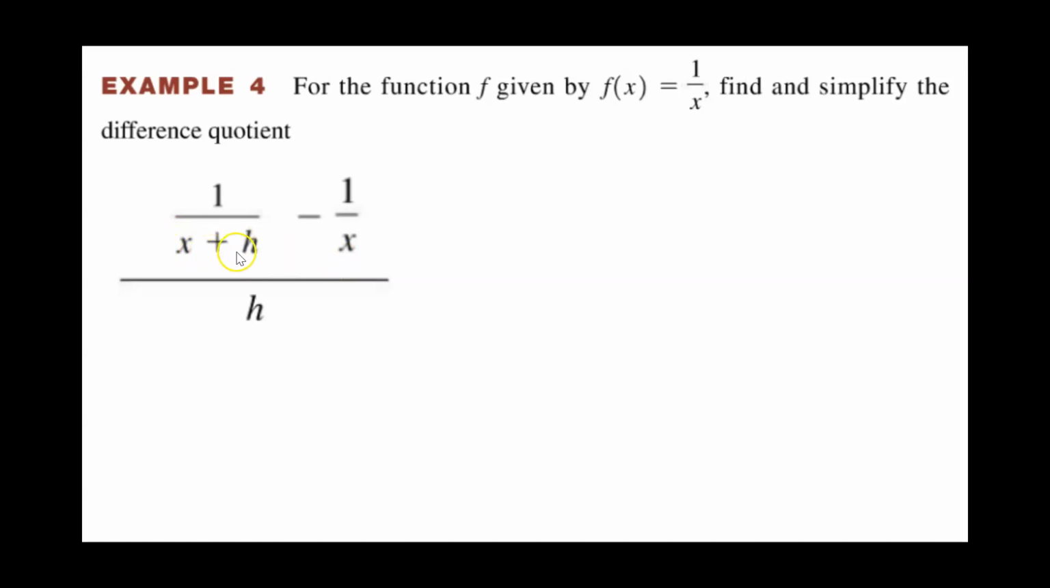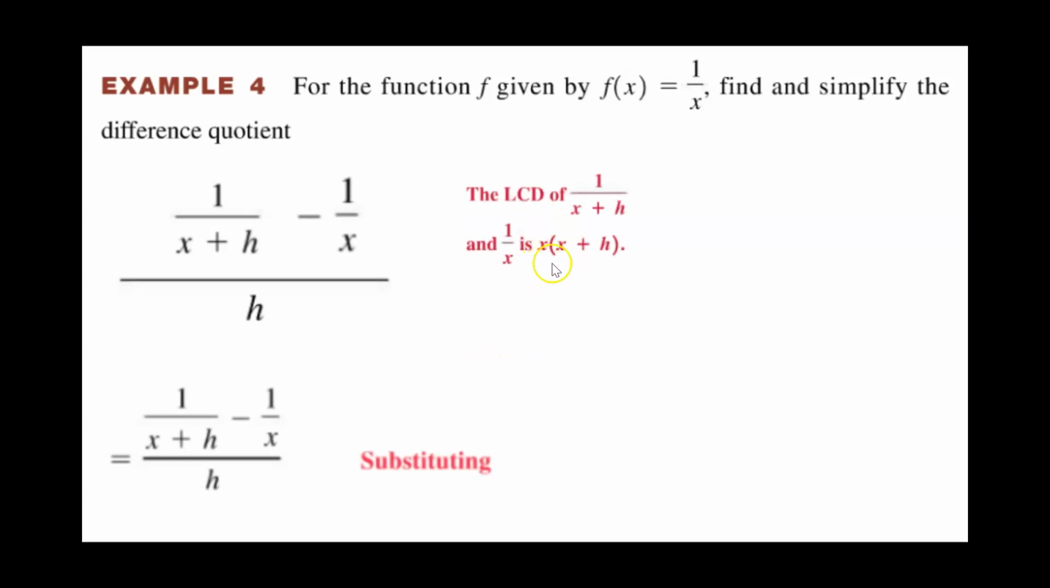So over here I have an x plus h, over here I have an x. In order to get them to be the same, wouldn't it make sense to multiply this one over here by x plus h and then multiply this side by x? That way both of them will match up. But what you do to the bottom, you also have to do to the top. So the LCD is going to be the x plus h for this side and the x for this side. Here I'm going to multiply this side by the x, and over here I'm going to multiply this side by x plus h.